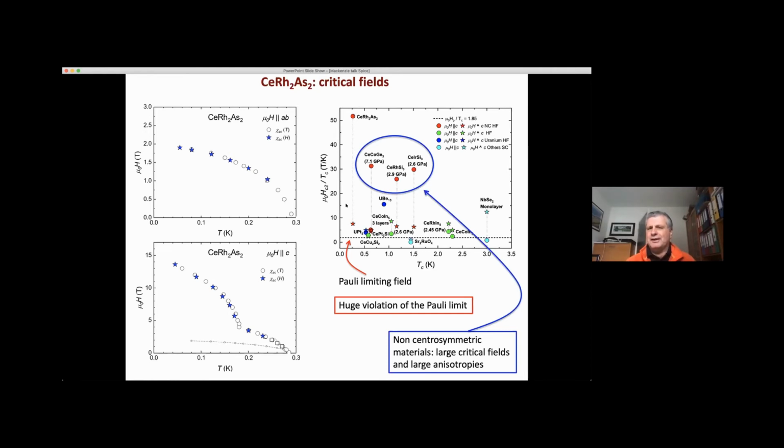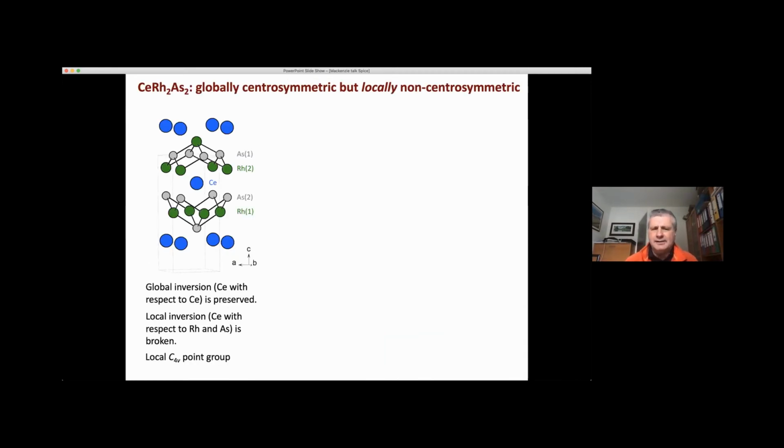However, confusingly, if you look at the global symmetry, CeRh2As2 is centrosymmetric. It has an inversion center. It is globally inversion preserving, but it isn't inversion preserving locally. So there's an inversion center in between the two ceriums here. I haven't drawn the structure the whole way. But if you go locally, that cerium site is not equivalent to that cerium site in this structure. And if you just look for illustration around this cerium site in its local environment, you see that there's not an inversion center with respect to the arsenic and rhodium because it's in this unusual P4/nmm structure.